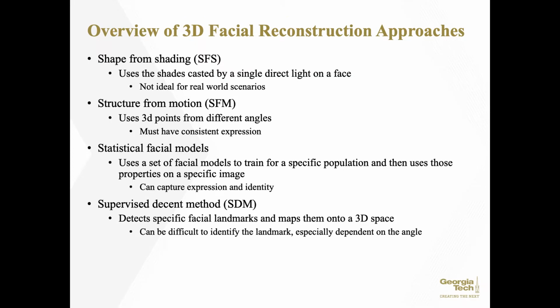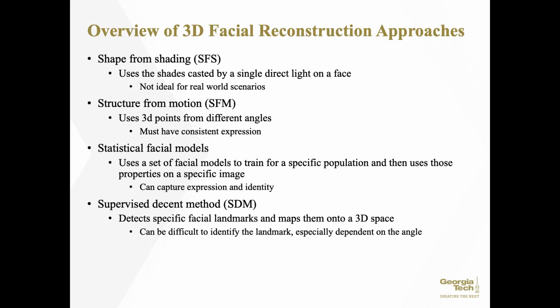So the first one, in terms of the facial reconstruction approaches, is shape from shading, SFS. This requires only a single photo. It can be used by flashing a light and creating a model based off of the shading the light casts on the individual's face. However, this is not ideal for real-world scenarios because oftentimes there are multiple sources of light or the source is simply unknown and complicated. And for our specific use case, this isn't an ideal method.